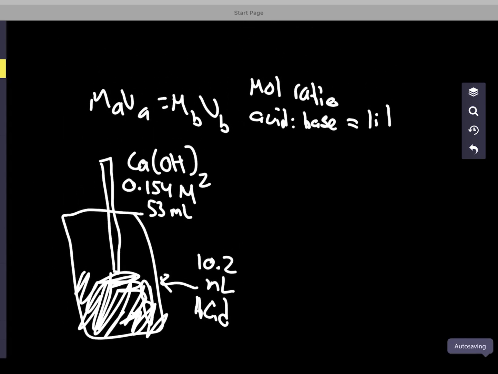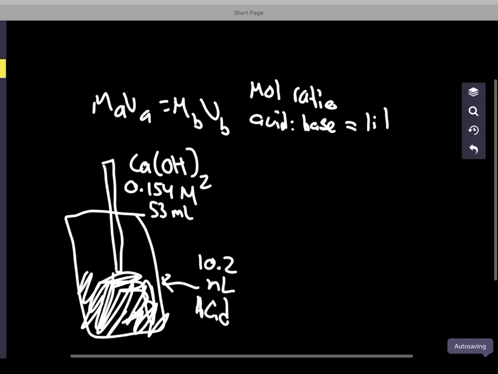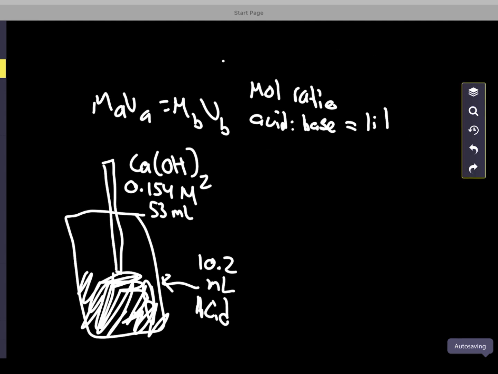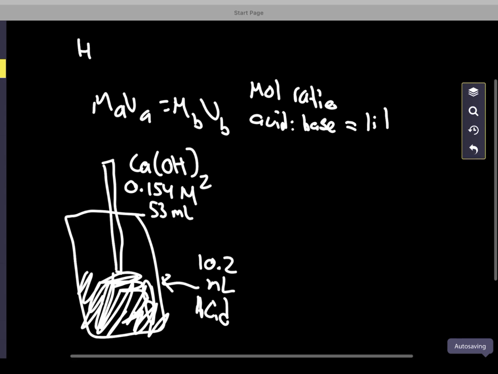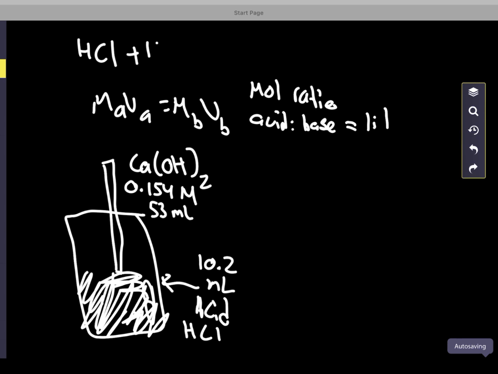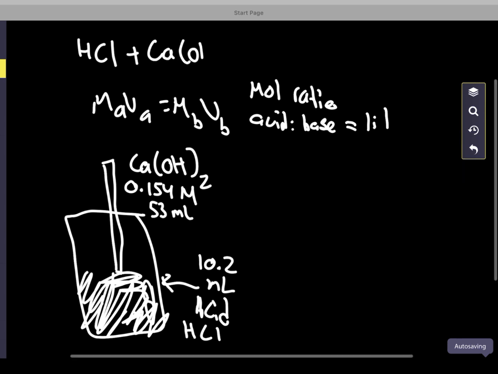In a titration, you should always write out your reaction first, because you want to find out if your mole ratio of acid to base is 1:1. So let's write out the reaction. HCl, the acid, plus Ca(OH)2, and this is going to yield H2O and CaCl2. Now we got to balance this equation.